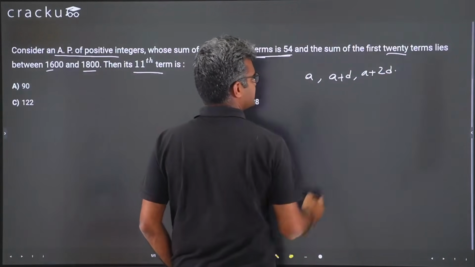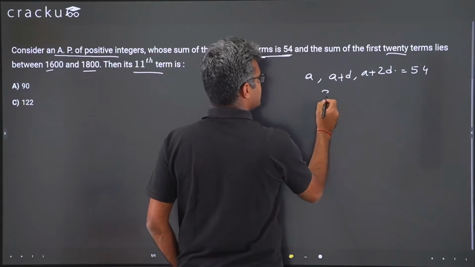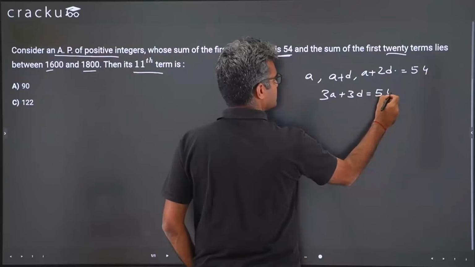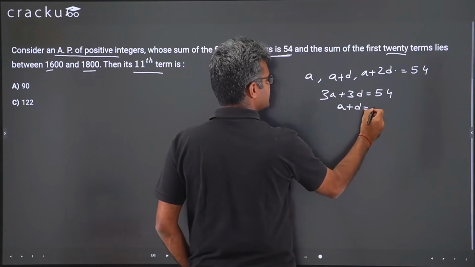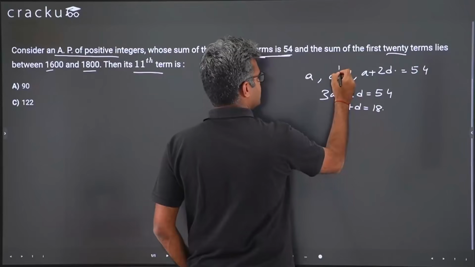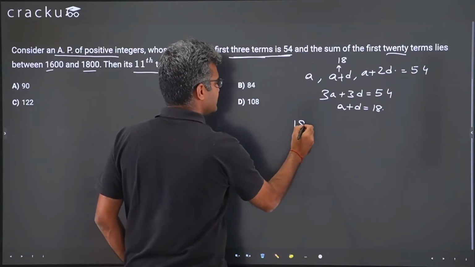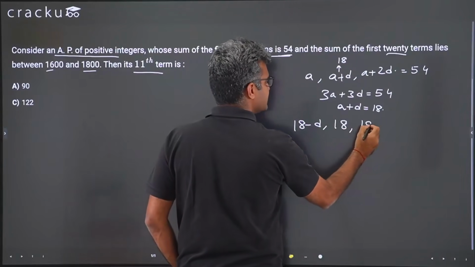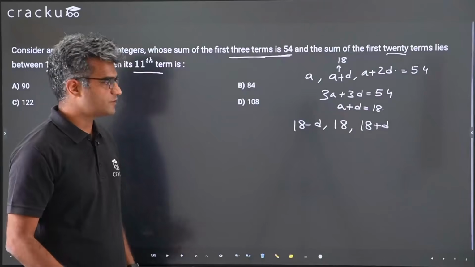The sum of these three is equal to 54. So this is 3a plus 3d is equal to 54. If you divide this equation by 3, we are going to get a plus d is equal to 18. So the middle term is equal to 18. The first term will be 18 minus d, the second term is 18 and the third term is 18 plus d. The sum of these three terms is equal to 54.